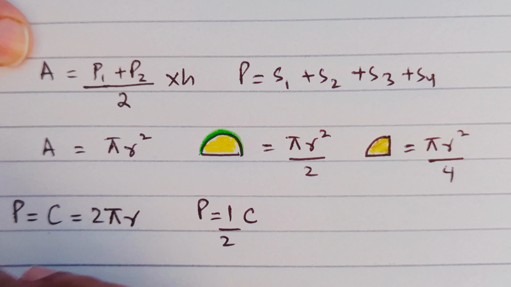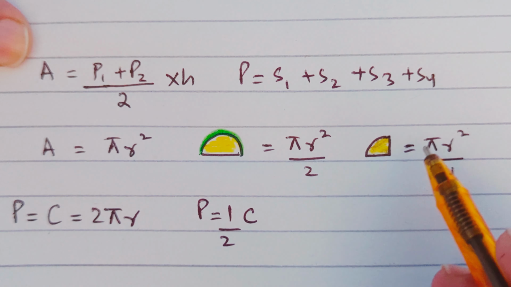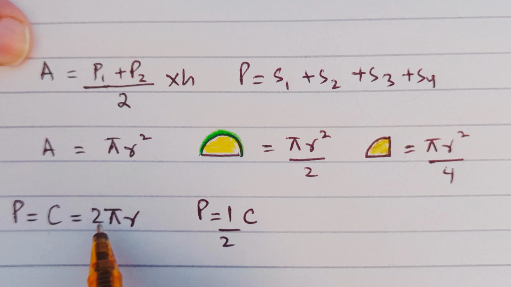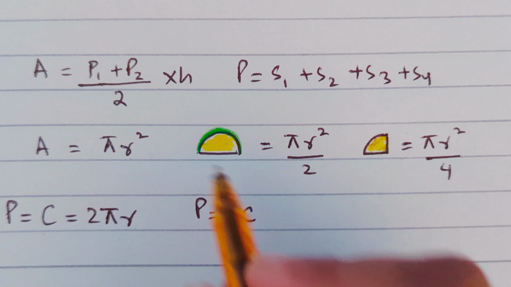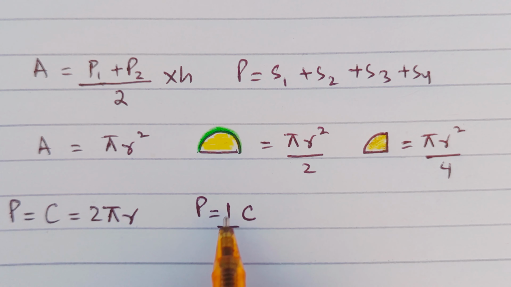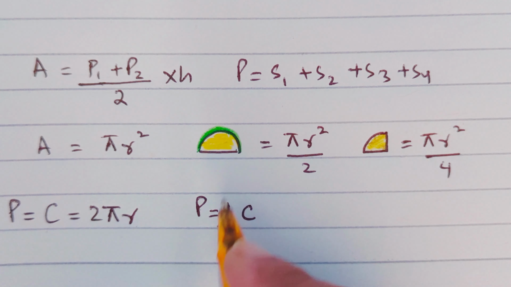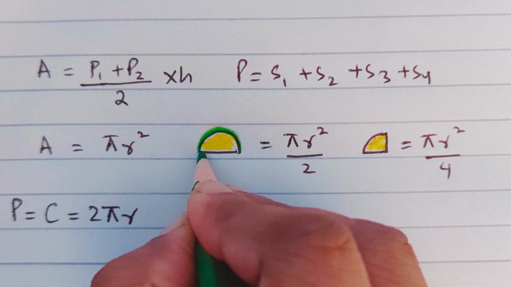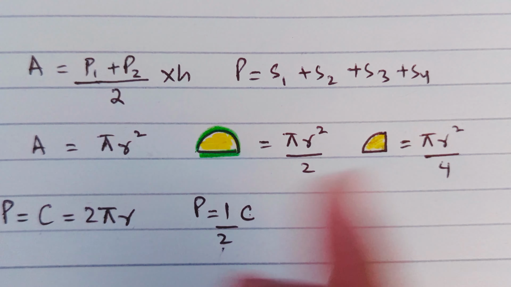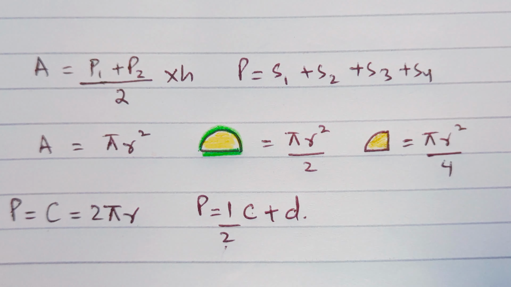do 2 pi r. So for circle, semicircle or quarter circle, what we will do, we will first find out 2 pi r for the circumference, and then we will use these formulas. So we have half of the circumference, it will be 1 upon 2c, 1 upon 2 pi r, right? And then after finding the circumference, you will put the value of c over here, then you will divide it by 2, and then we have a diameter also. This is the diameter, so we will add d, right?